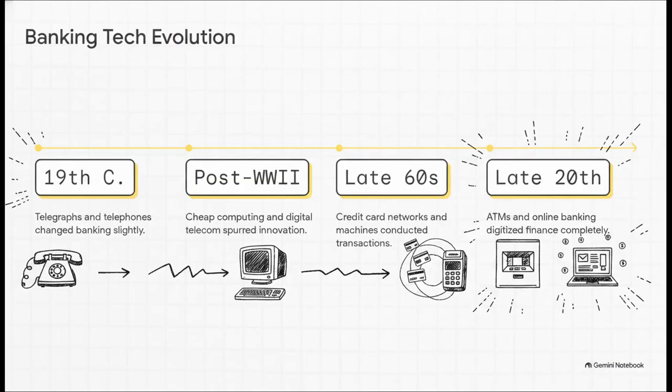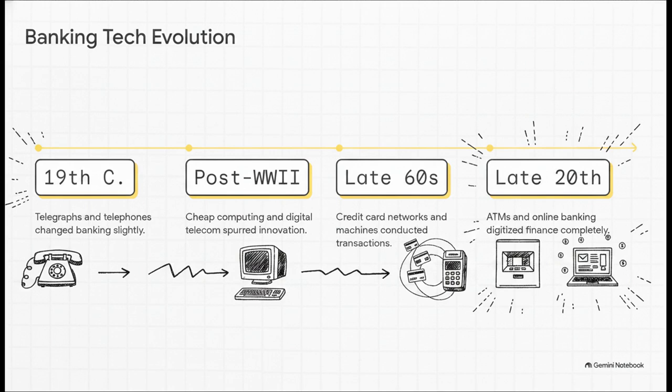Okay, so the evolution of modern banking actually started with simple telegraphs back in the 19th century, which, surprisingly enough, barely changed the industry at all. The real game changer wasn't the telephone, it was the advent of cheap electronic computing right after World War II. By the late 1960s, computer tech finally allowed machines to conduct point-of-sale transactions efficiently, and this gave rise to those sprawling credit card networks we all know and use, like Visa and Mastercard.